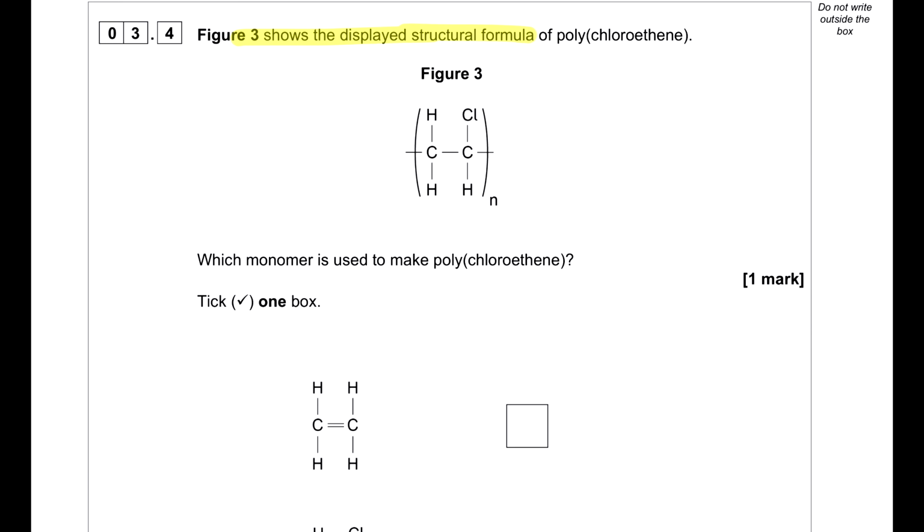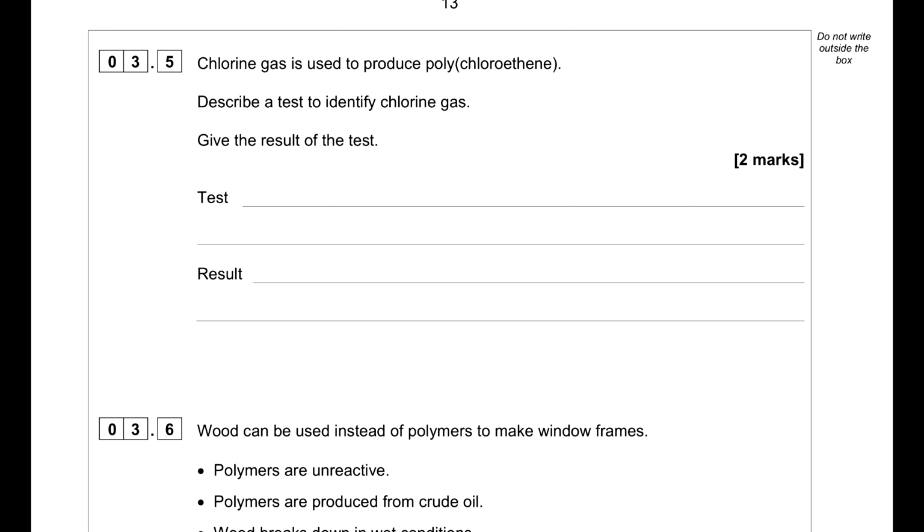Figure 3 shows the displayed structural formula of polychloroethene. Which monomer is used to make polychloroethene? To derive a monomer from a polymer, we will first of all take off the 2 hands from both sides and make a double bond in the middle. Then we're going to search for the substance. Chlorine gas is used to produce polychloroethene.